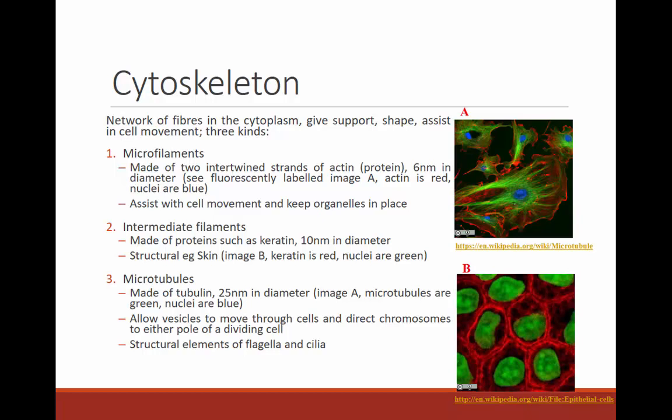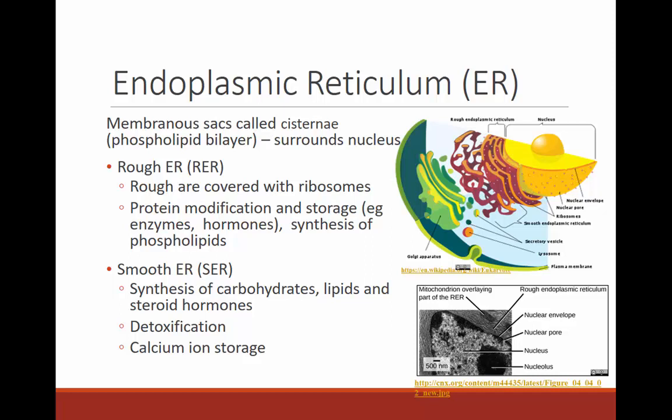When the cells are dividing or getting ready to divide, they set out microtubules to attach to the sister chromatids, and they actually help to move the sister chromatids to each end of the cell. And as I said, the structural elements of flagella and cilia, both in bacteria, so that's the prokaryotes, but also in sperm, which is a eukaryote.